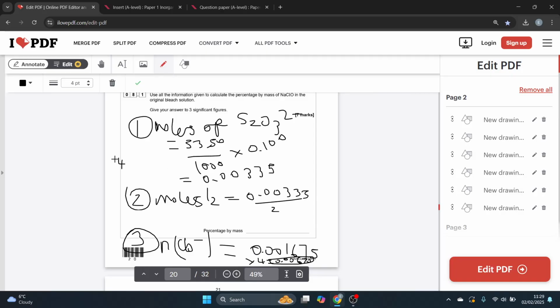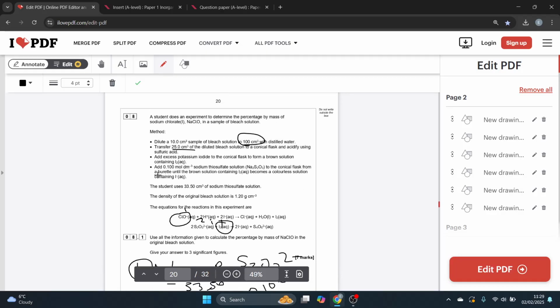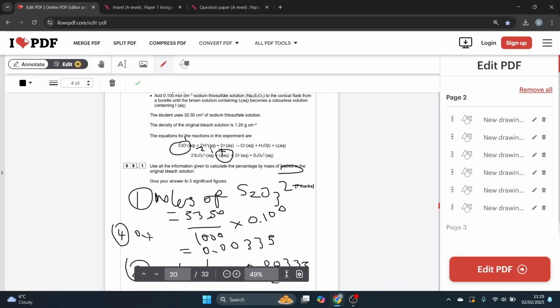Then the fourth thing I need to do now is, I've got that, now I can work out the mass. Because moles is mass over MR, mass is going to be the moles, which I just worked out, times by the MR of NaClO, because that's what I'm trying to find. So NaClO, and I should get 0.499 grams. Just doing moles equals mass over MR, so mass equals moles times MR. Simple rearrangement.